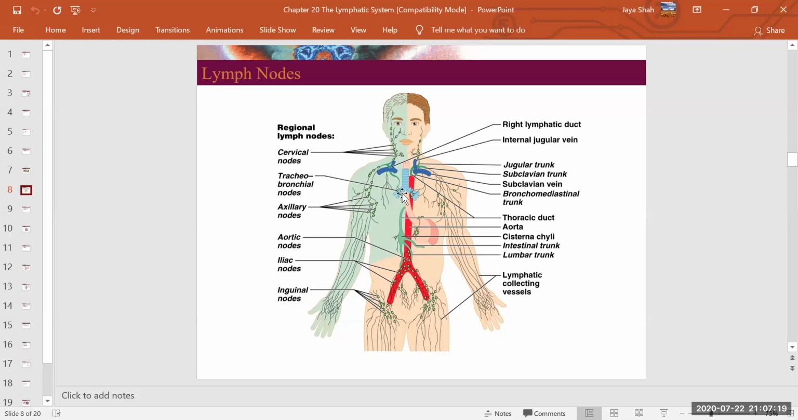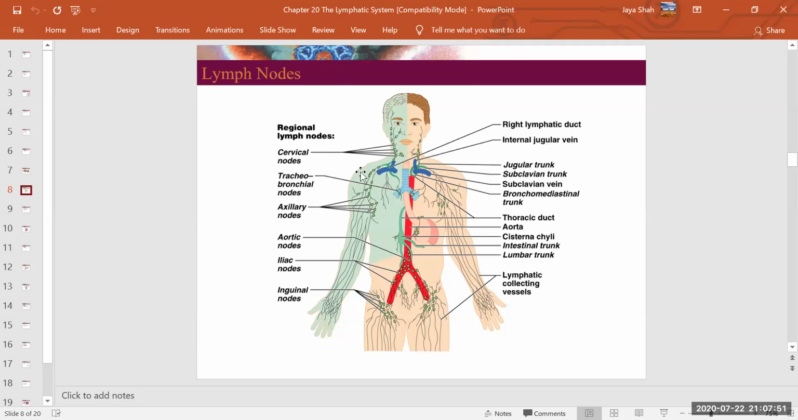So all the trunks are bilateral. On each side you have a trunk. So let's start with the lymphatic vessels. You see lymphatic vessels everywhere. Those lymphatic vessels join the lymphatic collecting vessels. And then the lymphatic trunks. So the trunks are the jugular trunk, subclavian trunk, intestinal trunk, and then lumbar trunk. Both sides it will be, okay?